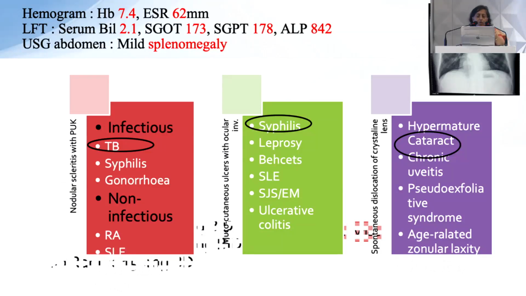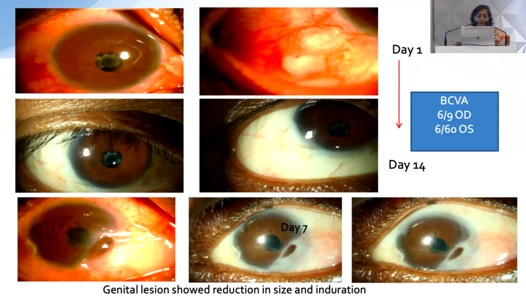Considering the posteriorly dislocated lens and the uveitis, particularly the posteriorly dislocated lens, that brought syphilis higher up in our differential diagnosis. And the chest x-ray was clear. So while we were wondering what to do, the patient actually started improving. As you can see, there was this multifocal involvement, and the patient improved, and it was probably syphilis. The genital lesion also showed reduction in size and in duration.